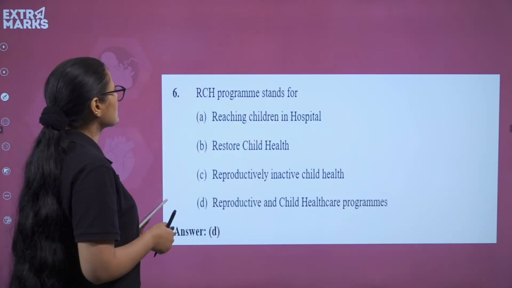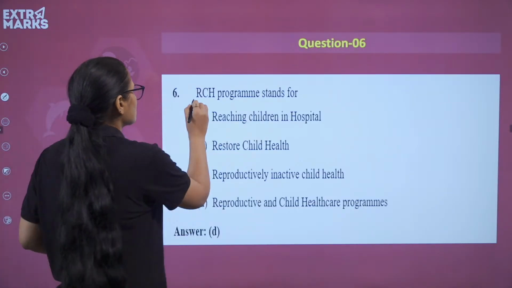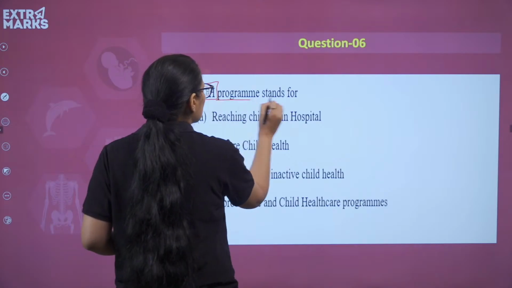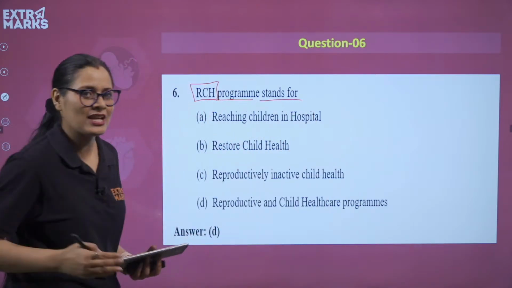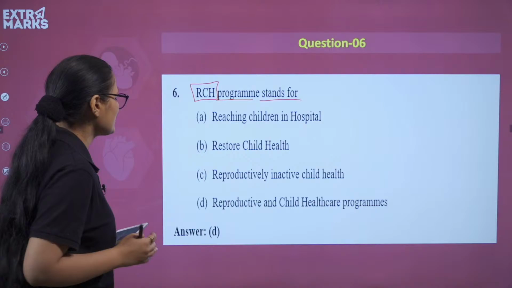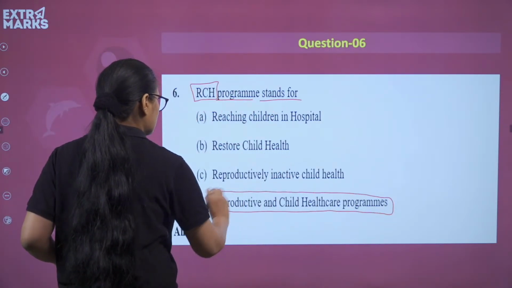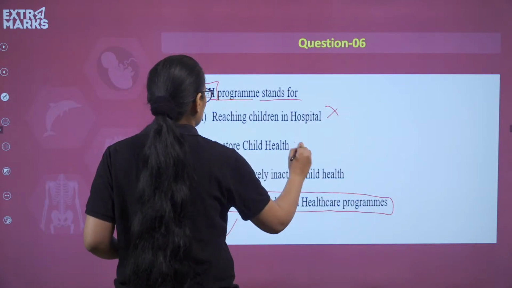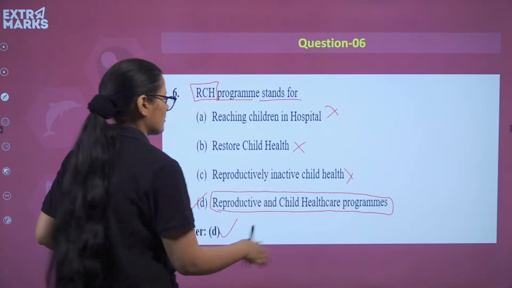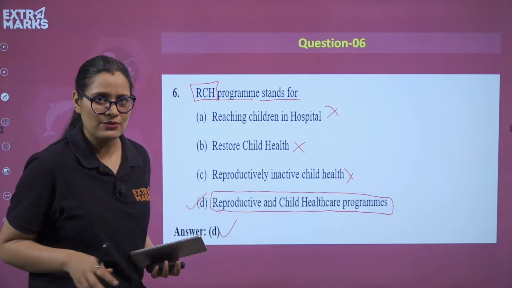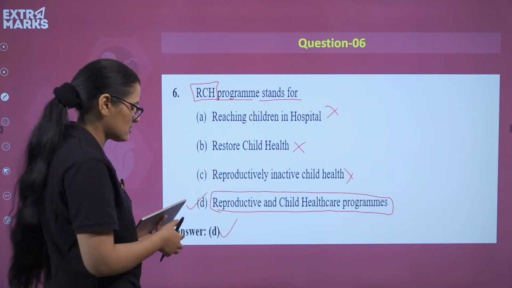Let's discuss the next question, question number 6, that says what is the full form of RCH. So RCH program stands for... Again, a direct question, an easy question. RCH stands for Reproductive and Child Health Care Programs. So the answer is directly D. Reaching children in hospital, restore child health, reproductive, inactive child health are absolutely incorrect. These are incorrect options. The answer is option D.